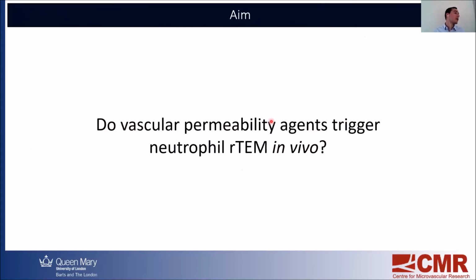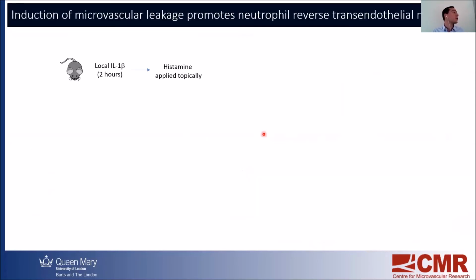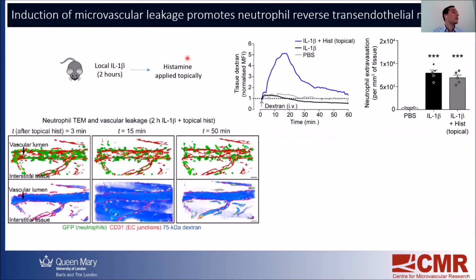We then asked the question: could vascular permeability agents trigger neutrophil reverse TEM in vivo? To analyze this question, we used this model of locally applied IL-1 beta for 2 hours and applied histamine topically on top of the cremaster muscles. As you can see in this image and the different graphs, the application of histamine on top of an IL-1 beta reaction induced a very strong tissue dextran leakage in the interstitial tissue, but didn't impact the global neutrophil extravasation.